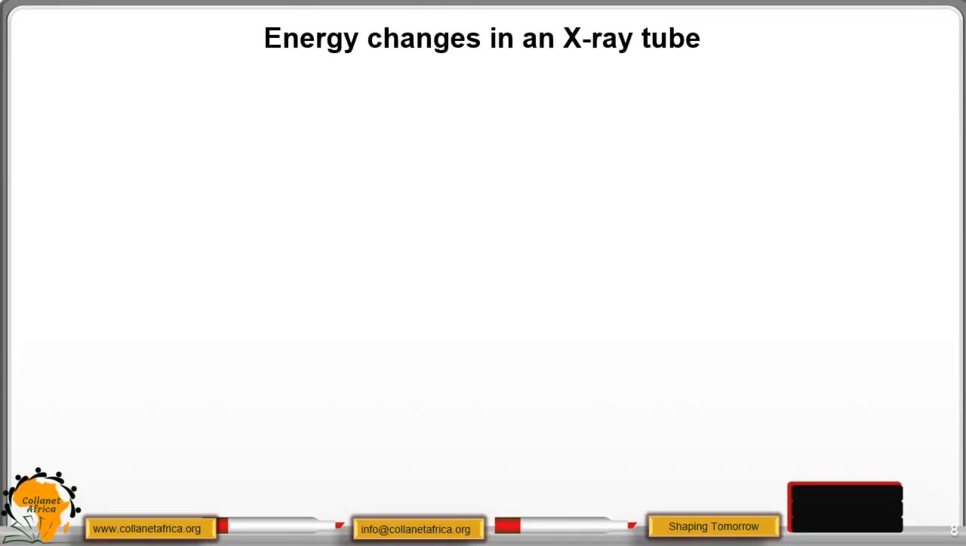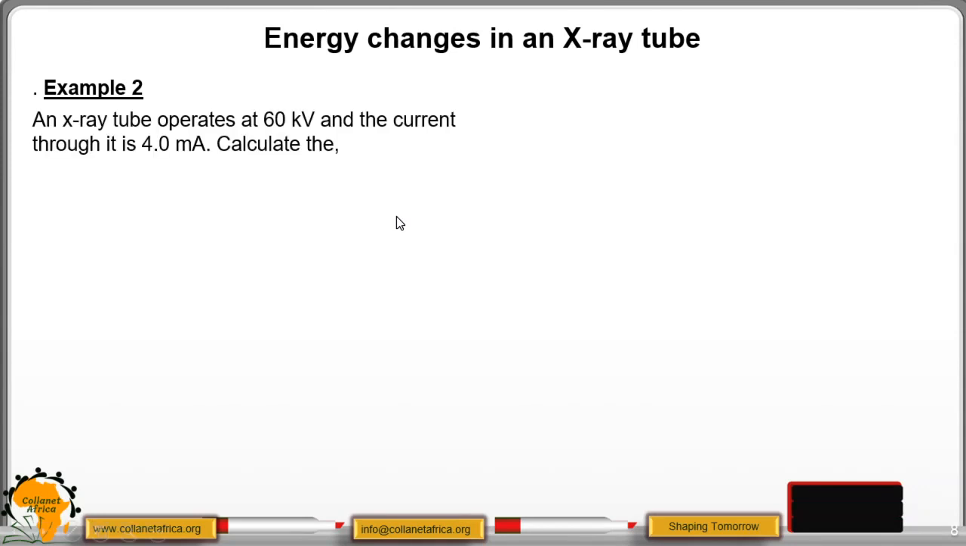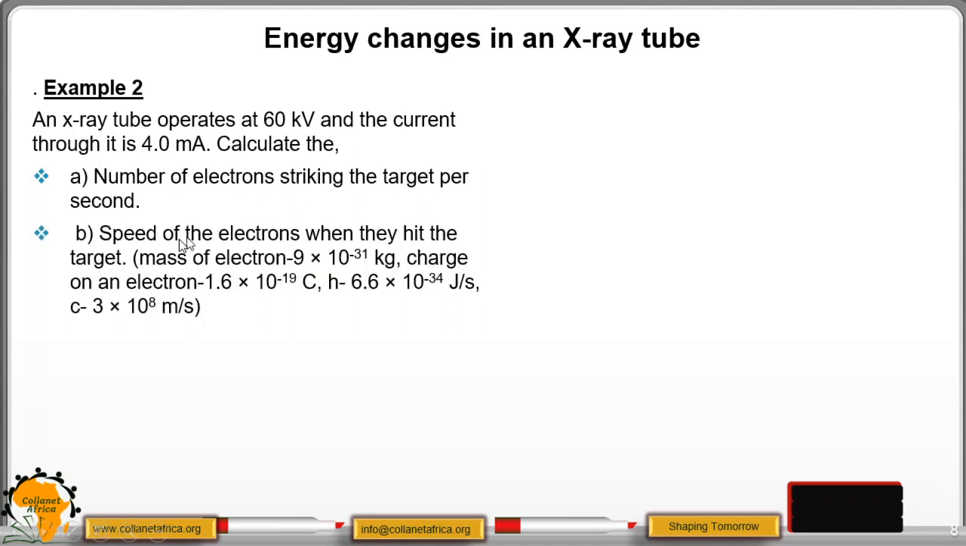We move to our second example. We have that an X-ray tube operates at 60 kilovolts and the current through it is 4.0 milliamperes. Calculate the number of electrons striking the target per second, and number 2, the speed of electrons when they hit the target. We proceed as follows.